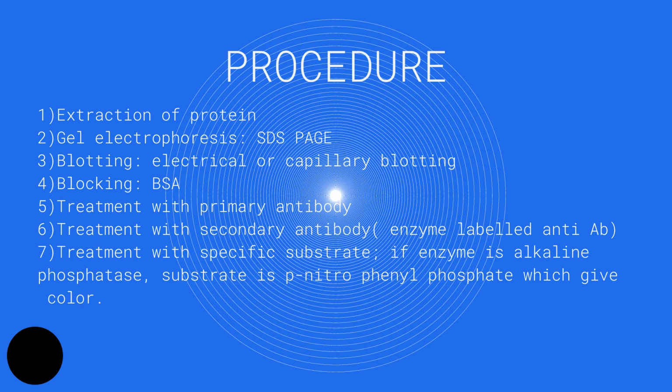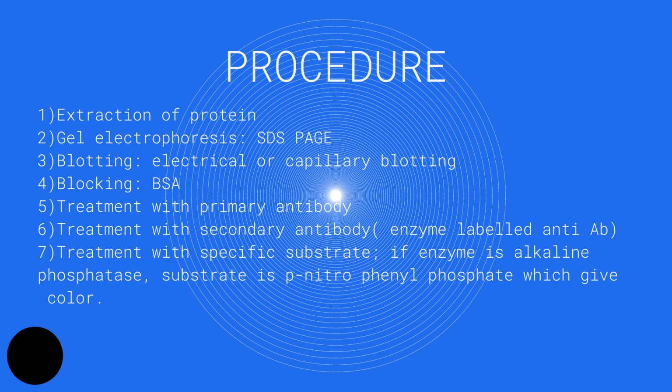In the fourth step, which is blocking, this is a very important step in the Western blotting procedure. In this, the membrane is incubated in the blocking buffer for 1 hour at room temperature. Antibodies are also proteins, so they are likely to bind to this nitrocellulose paper. So before adding the primary antibody, the membrane is non-specifically saturated, or masked, using the BSA, which is the bovine serum albumin.